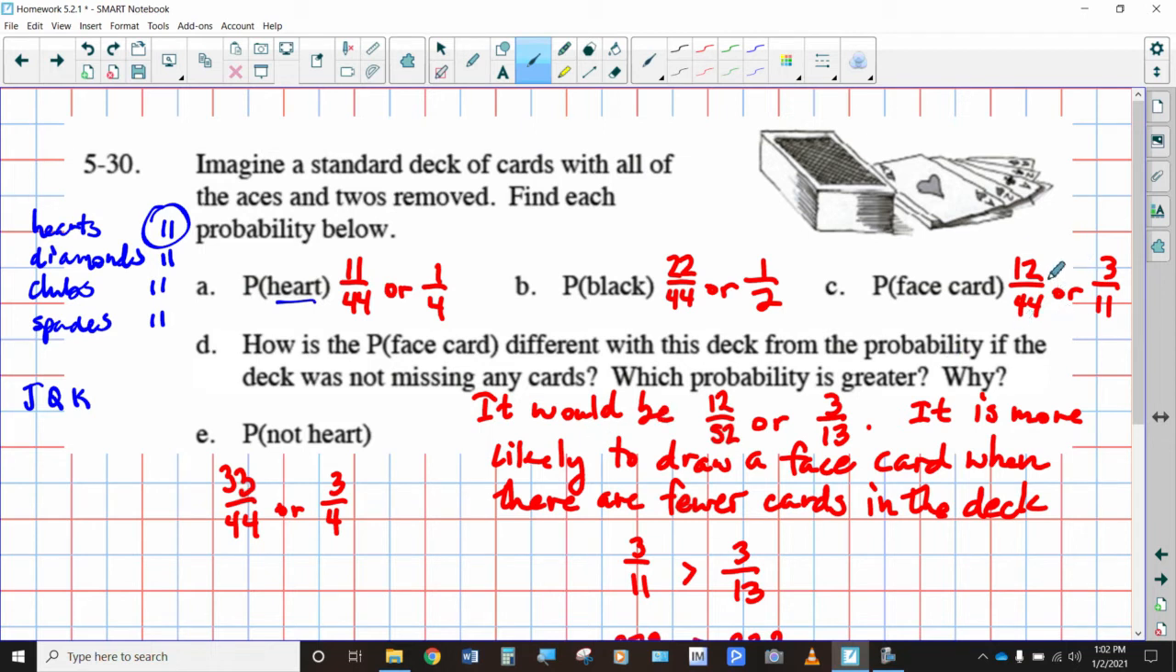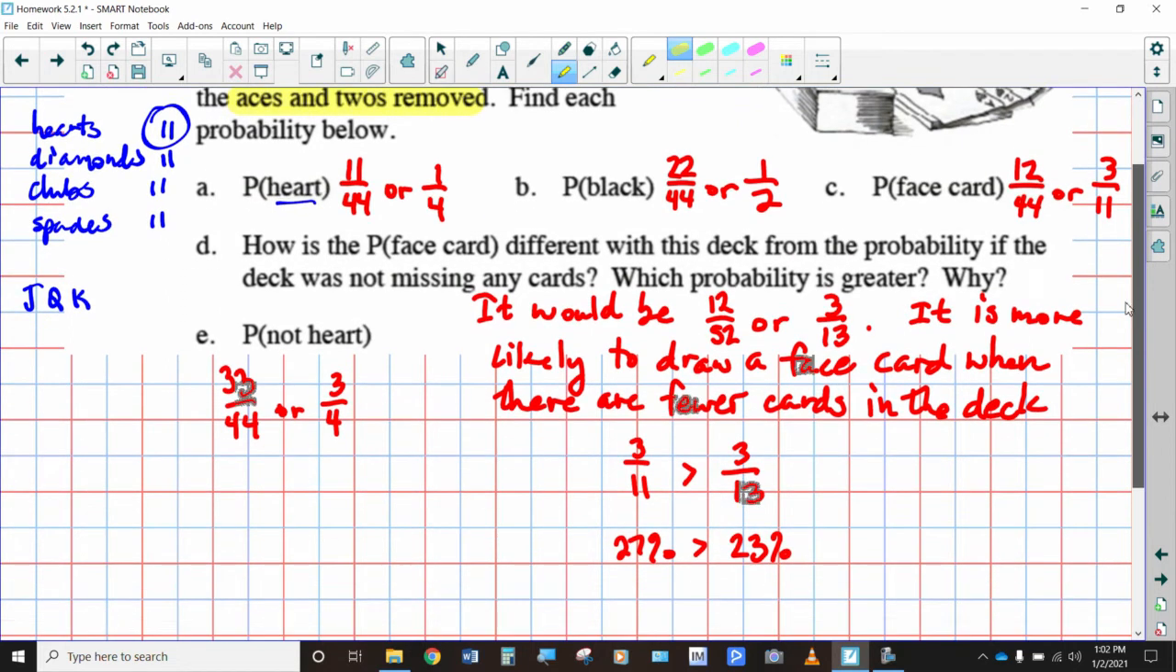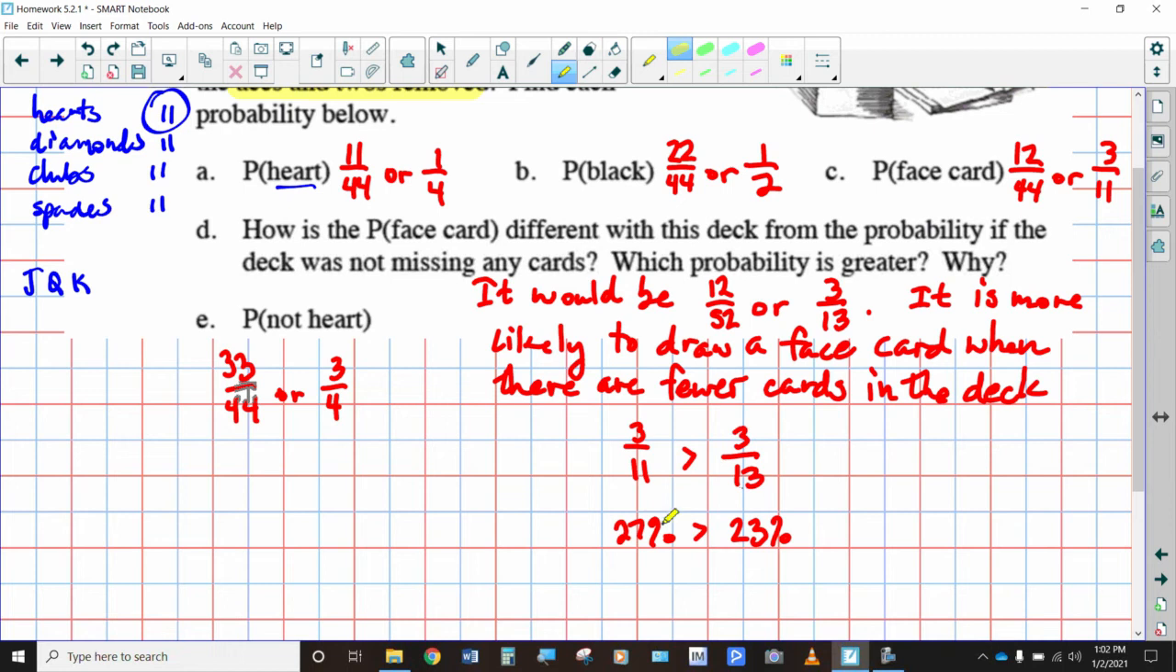You've got a greater probability of pulling out a face card after you've removed a couple of cards that are not face cards. So this lowered the total. We didn't lower the total of face cards, so that means your percent is going to be a little bit higher. In a situation like this, it's probably better to convert these probabilities into percents, which I've rounded off here, so that you can see that 3 over 11 is clearly greater than 3 over 13 once you see it as a percent. 27 is greater than 23.